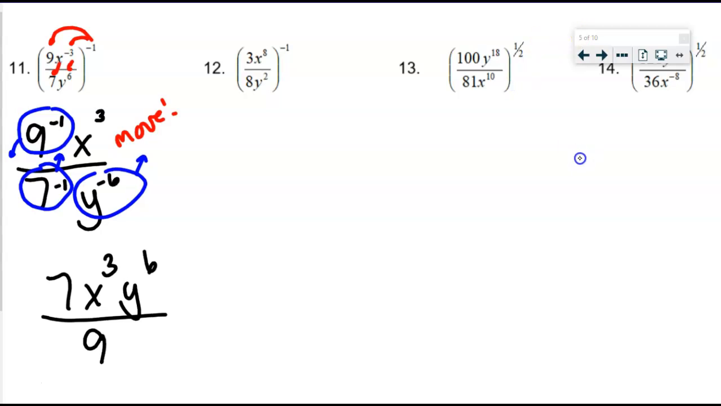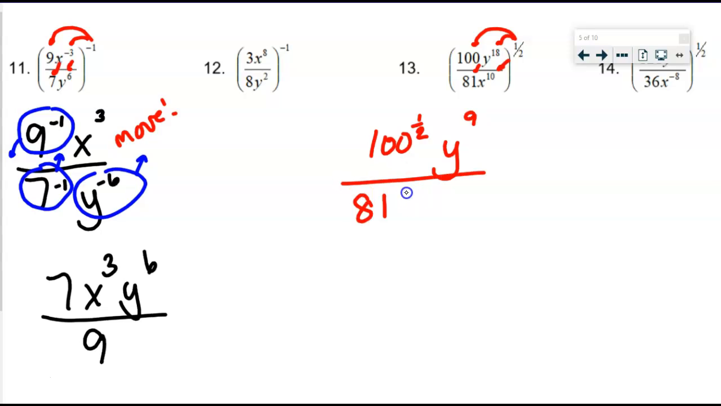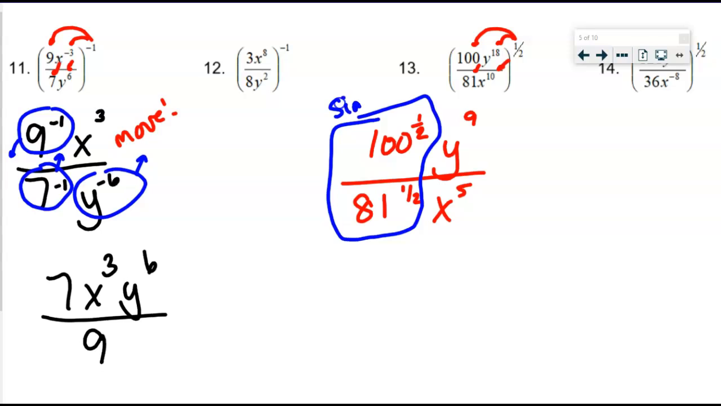Okay, number 13. Oh boy, guess what you messed up on this one, guys? You forgot the coefficients. So the 1/2 power gets distributed to everybody, including the coefficients. So this is 100 to the 1/2 power, and then y to the 1/2 times 18 is y to the 9th power, and then 81 to the 1/2 power, and then x to the 10 times 1/2 would be x to the 5th power. Something you need to remember about your coefficients here: not only did they get the 1/2 power, but these simplify or reduce.